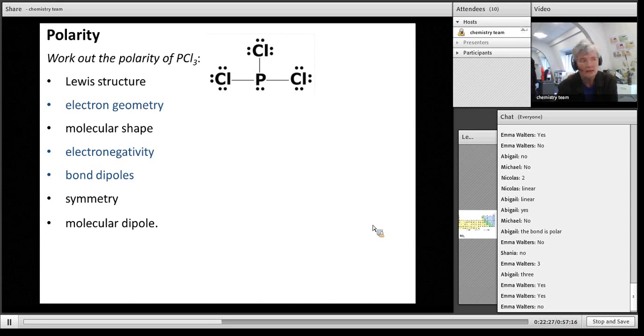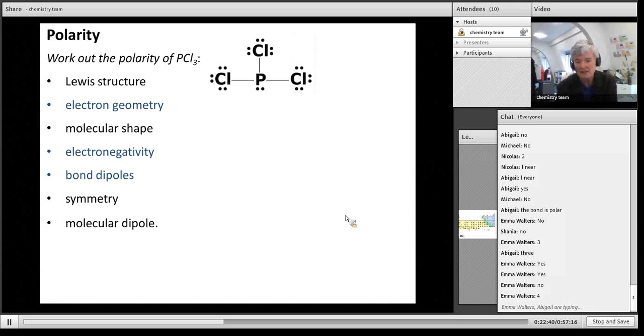for PCl3? Would anybody like to have a go? Is it linear? Is it trigonal planar? Is it trigonal pyramidal? Or is it tetrahedral? Or is it bent? Emma, you are correct. There are 4 regions of negative charge. So yes, the electron geometry is tetrahedral.